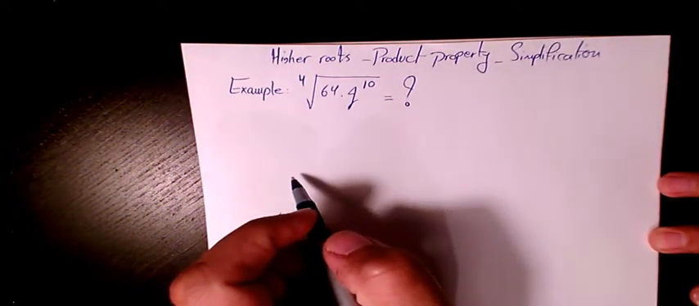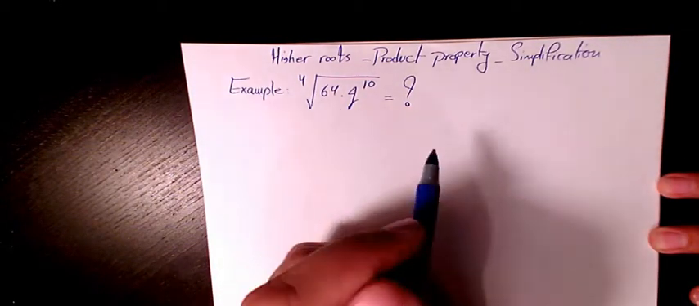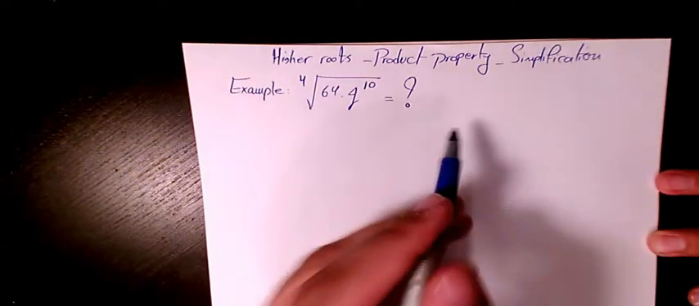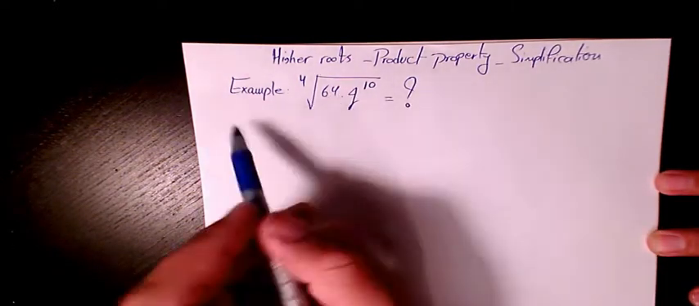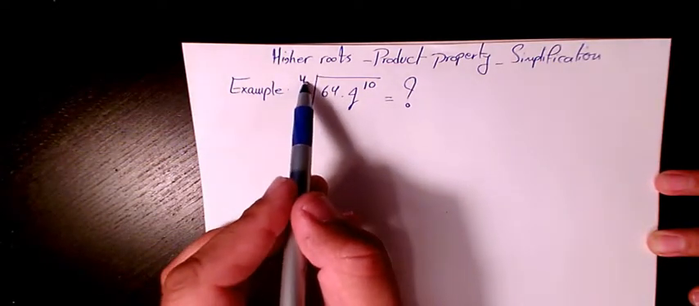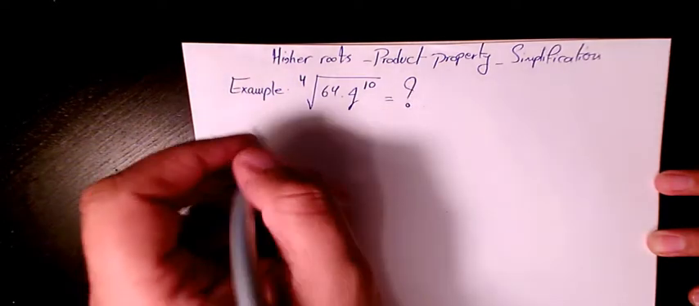In this video I want to continue with some of the examples regarding higher roots and how to simplify expressions that contain radicals with higher roots. The first example I want to show you is the 4th root of 64 times q to the power of 10. How do we simplify it?